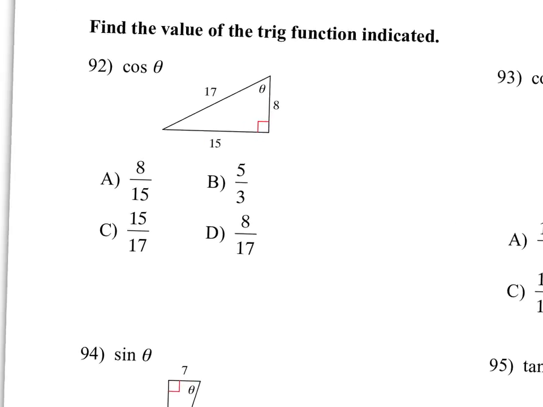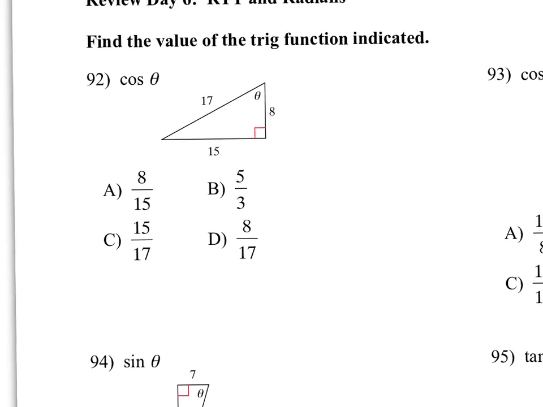Starting off, you've got to be able to identify a trig function based on what you're given. Here you're asked to find cosine of theta. We've got the angle. I'm going to label this as the hypotenuse, the opposite, and the adjacent. Since cosine is adjacent over hypotenuse, we're looking at 8 over 17.